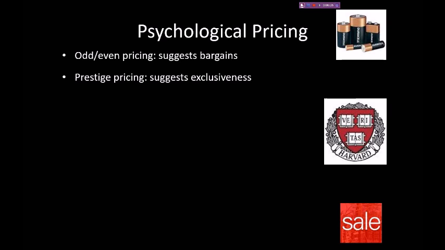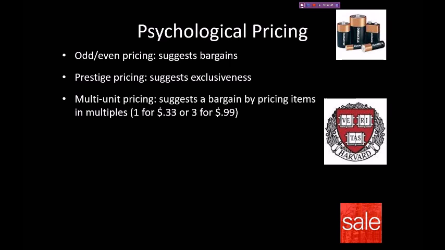Prestige pricing suggests exclusiveness. If you think of schools like Harvard and Yale, they are extremely expensive, but they also have that air of being better than other schools. Multi-unit pricing. If you can buy 3 of these for 99 cents, or 1 of them for 33 cents, you're like, oh, why would I buy 1 when I can get 3 for $1? Pricing things in multiples sometimes gets consumers to buy them in multiples.